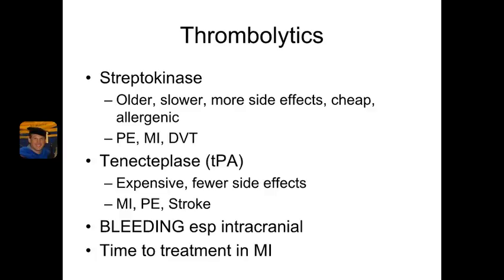Tenecteplase, or TPA, which is tissue plasminogen activator. Yes, the exact same stuff that your body uses to produce plasmin: it cuts plasminogen into plasmin, and plasmin in turn is the scissors that cuts the fibrin. So, tenecteplase is basically artificial TPA. It is much more expensive, but there are fewer side effects, and it is effective a little bit longer than streptokinase, and it's approved for MI, PE, and stroke.